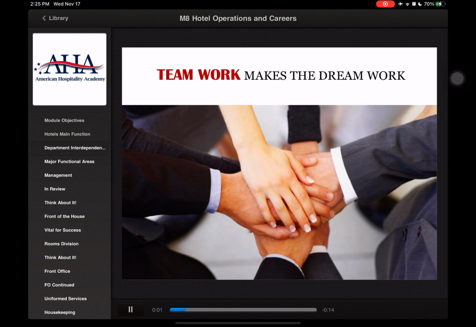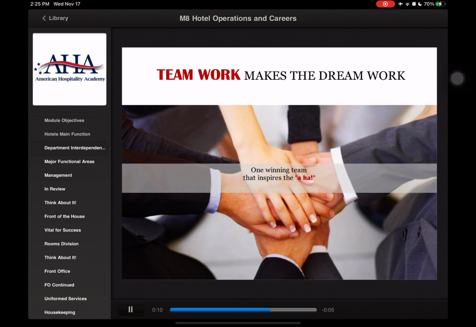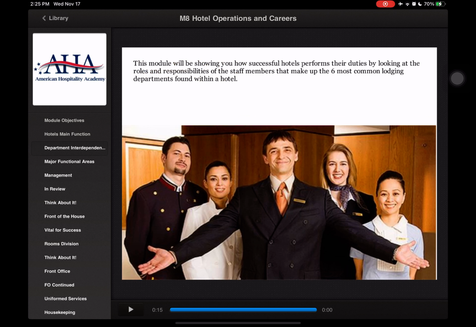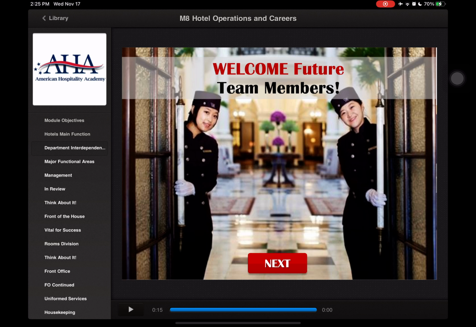Like any business, when hotel departments work together, they are stronger and are at their best when they collaborate to form one winning team that demonstrates the AHA, or right service attitude, giving guests the total quality experience. This module will be showing you how successful hotels perform their duties by looking at the roles and responsibilities of the staff members that make up the 6 most common lodging departments within a hotel. So let's step into an imaginary hotel and take an inside tour.